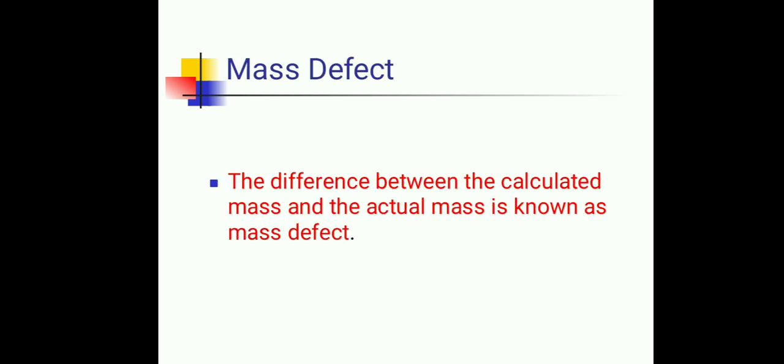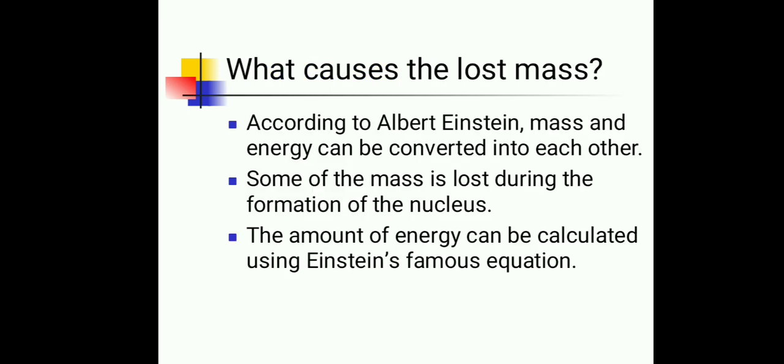Mass defect. We know very well what mass defect is. The difference between the calculated mass and the actual mass is known as mass defect. What causes the lost mass? According to Albert Einstein, mass and energy can be converted into each other, and some of the mass is lost during the formation of the nucleus.